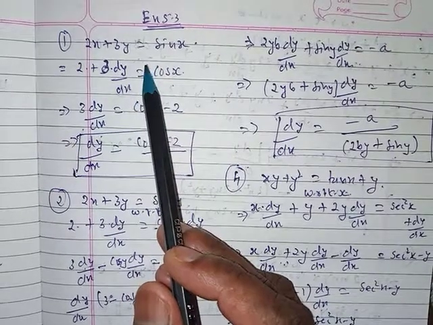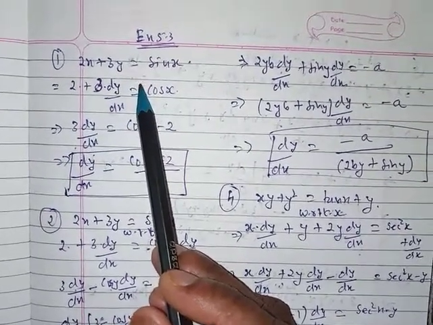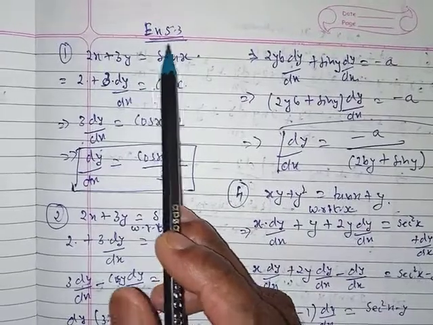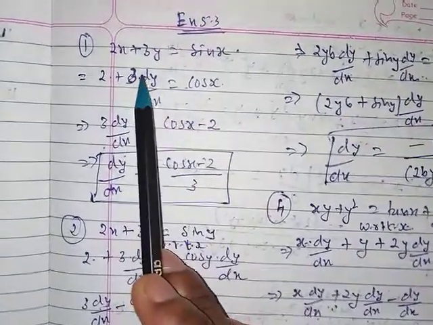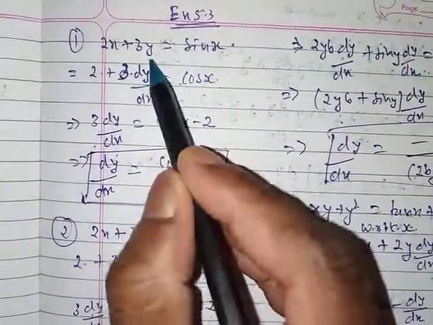I hope you have completed whatever work I gave. So now let's start with 5.3. You have to find the derivative with respect to x.